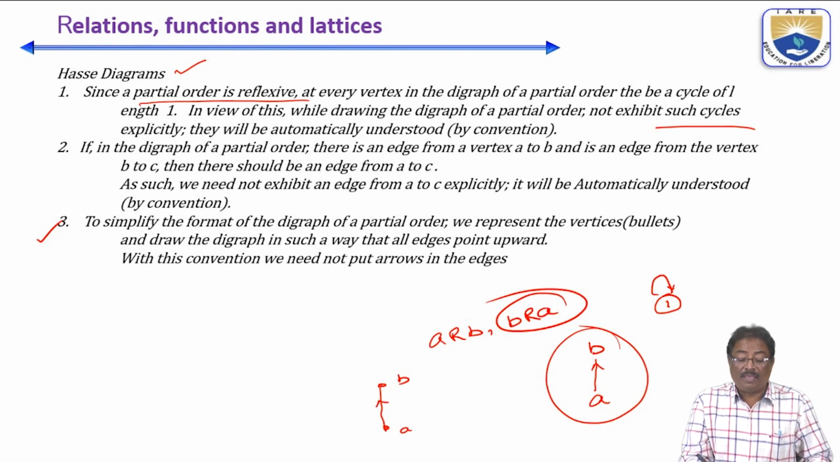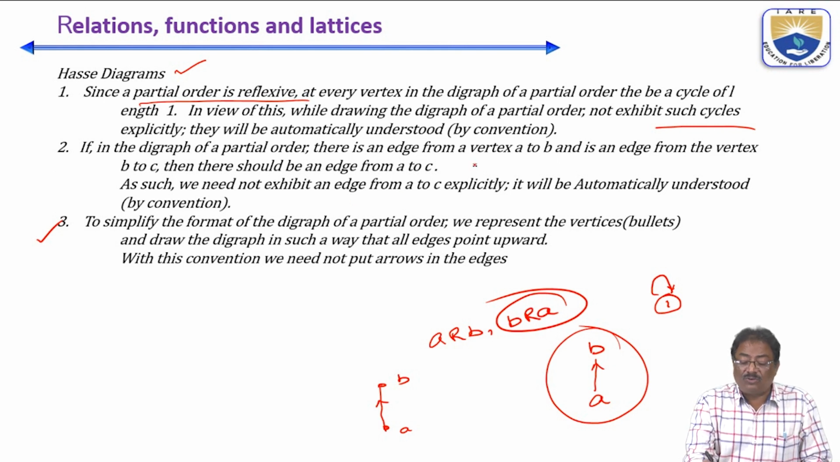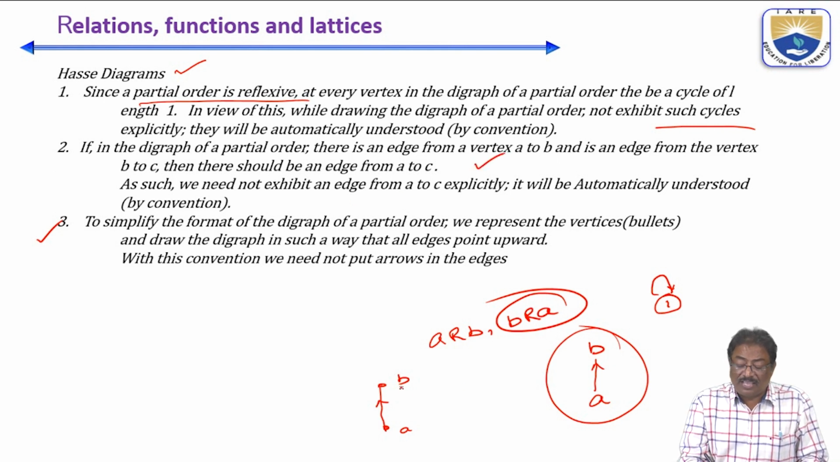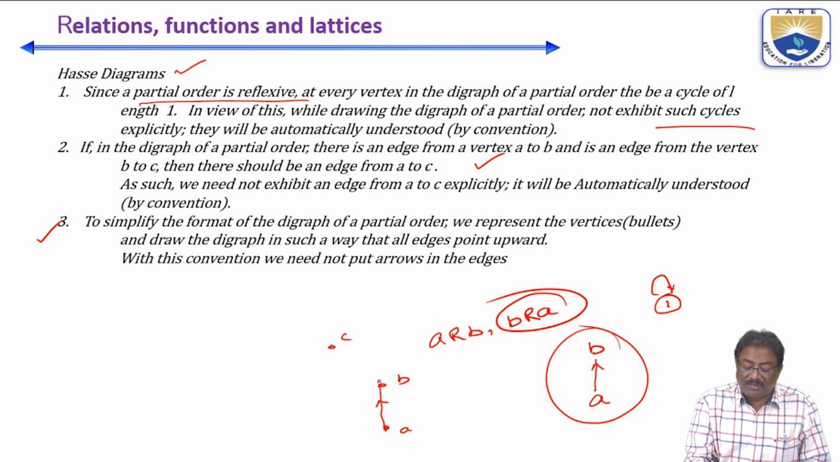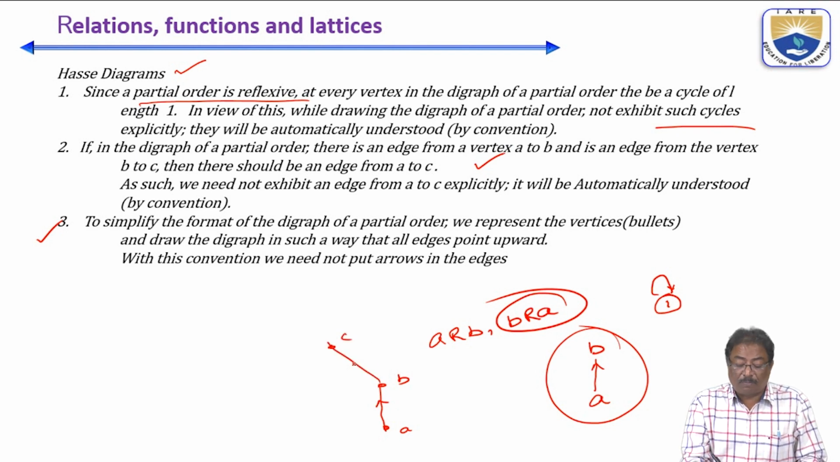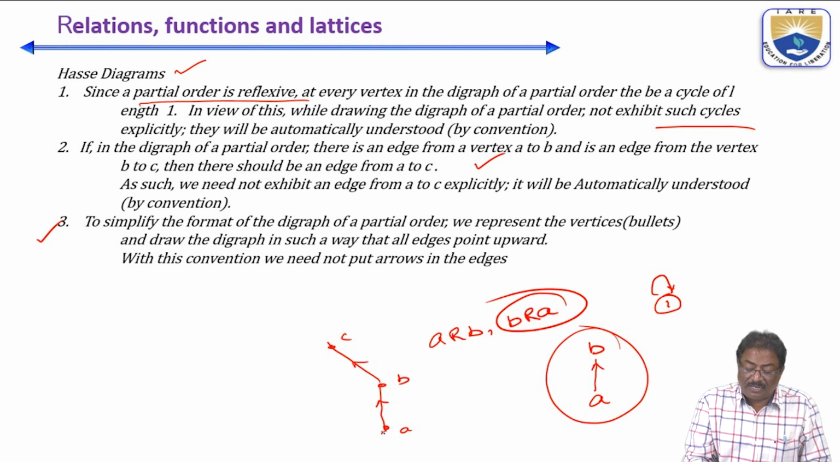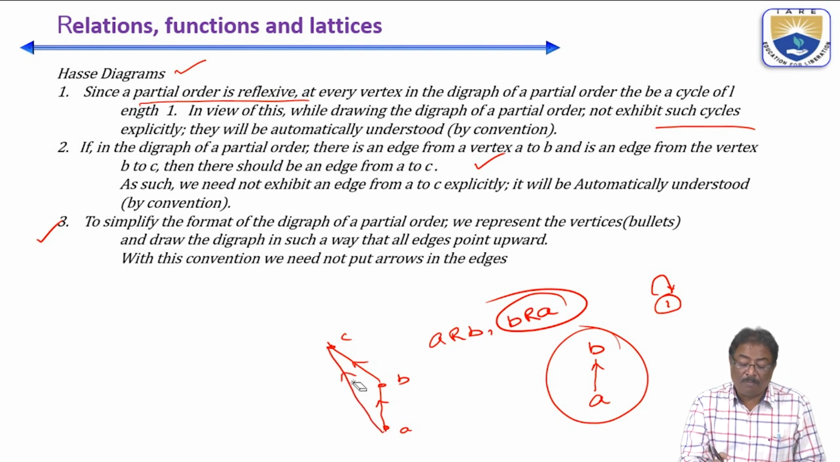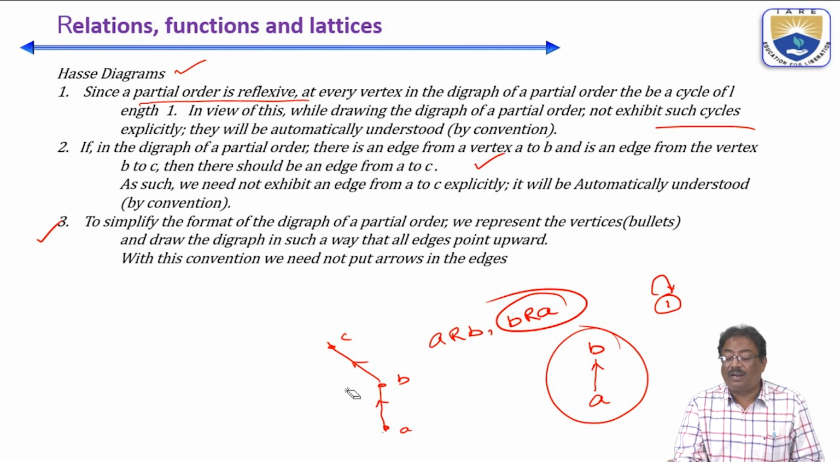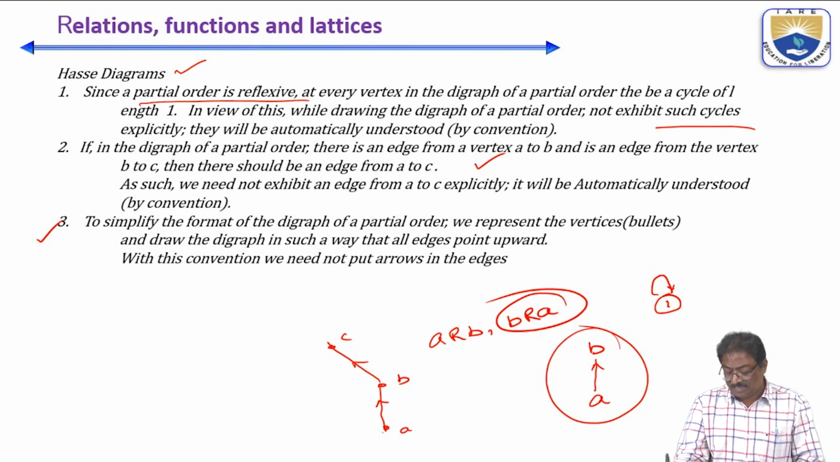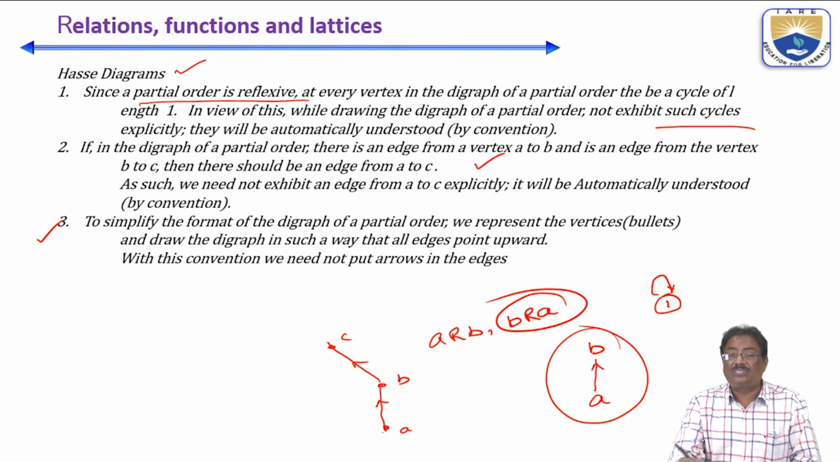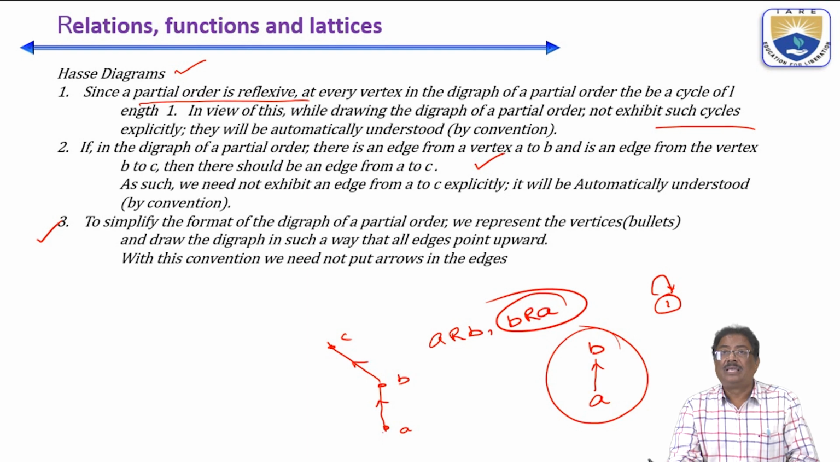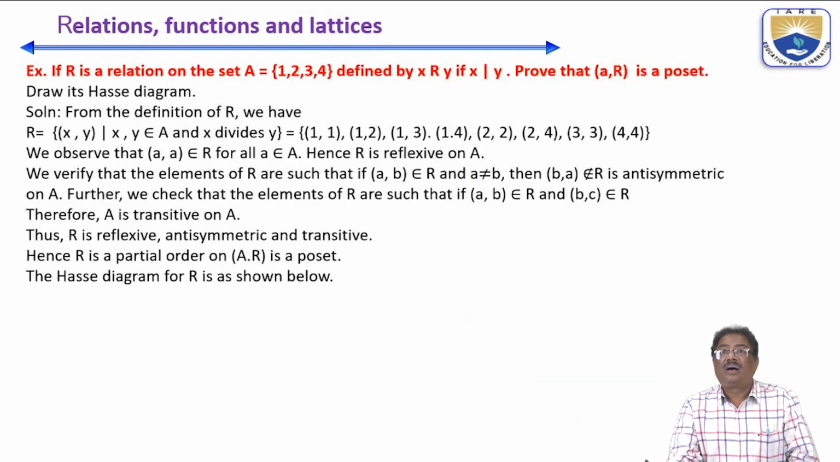And another one is transitiveness. Suppose A related B and B related C are there. There is no necessity to explicitly draw another edge from A to C. It is automatically understood by convention itself that the transitiveness is satisfied. So with these conditions, any pictorial representation can be drawn, and then the picture is known as a Hasse diagram.